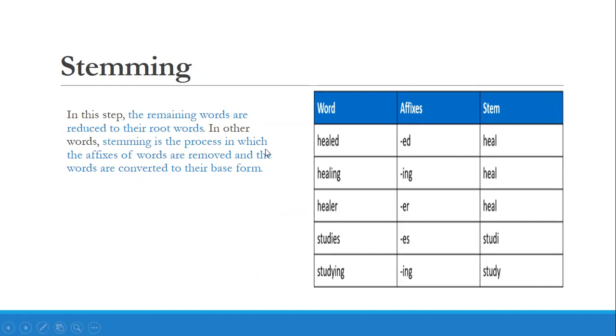Stemming is the process in which the affixes are removed. Affixes in the sense ed, ing forms, er, es, ing. So these affixes are removed and these words are converted into their base form. After applying the stemming and removing these affixes, we call these words stem words.